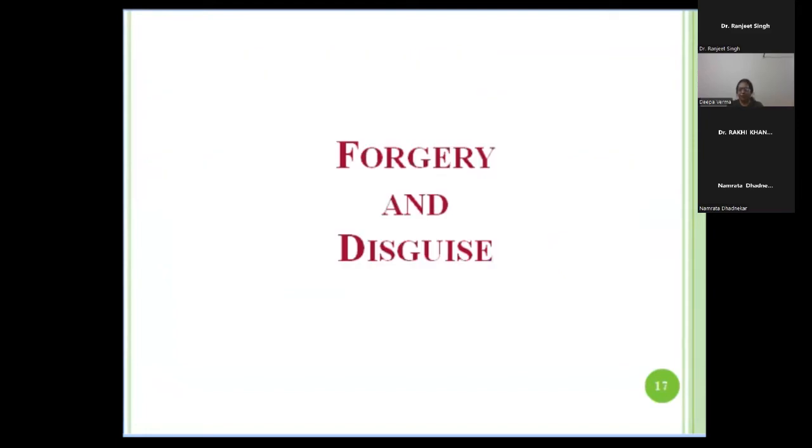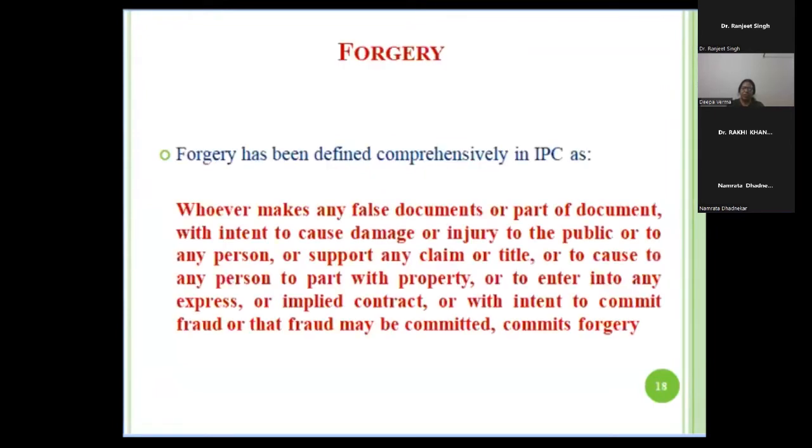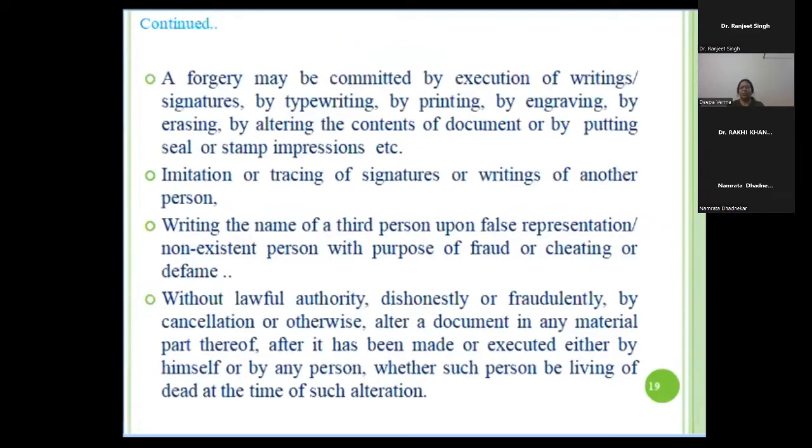Now, a very, very important part of questioned document examination is forgery and disguise. Forgery and disguise, what is forgery? So as per IPC, whoever makes any false document or part of a document which intends to cause damage or injury to the public or to any person, or to support any claim or title, or to cause any person to part with property or to enter into an express or implied contract, or which intends to commit fraud, or that fraud may be committed, commits forgery. This is the legal definition.